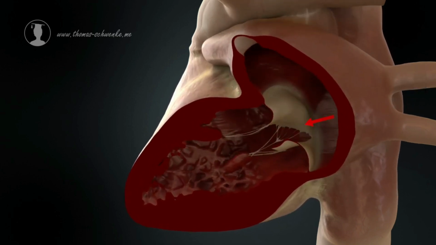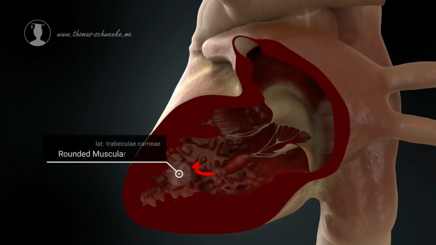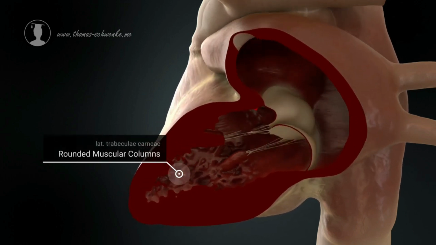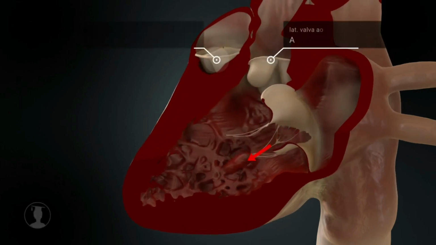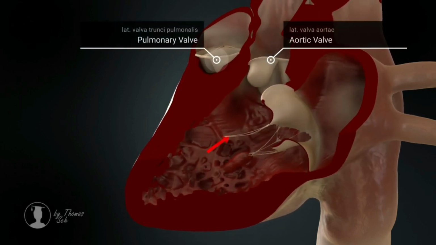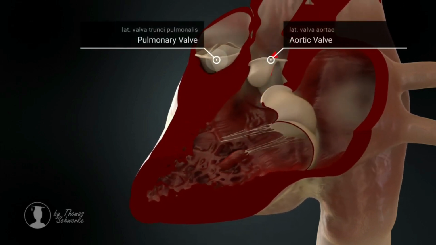In the left ventricle, the muscle columns known as trabeculae carneae are particularly well developed. The resulting pressure opens the aortic valve and the blood is pumped through the entire body with the help of the aorta.